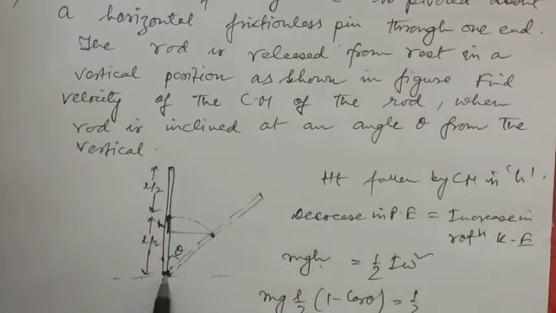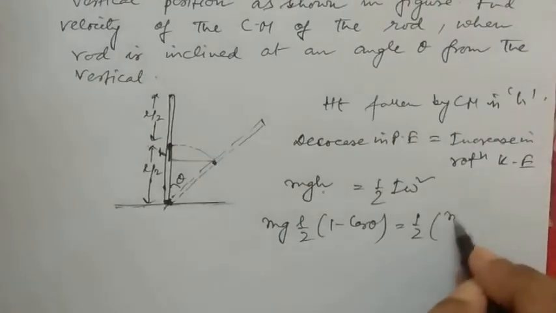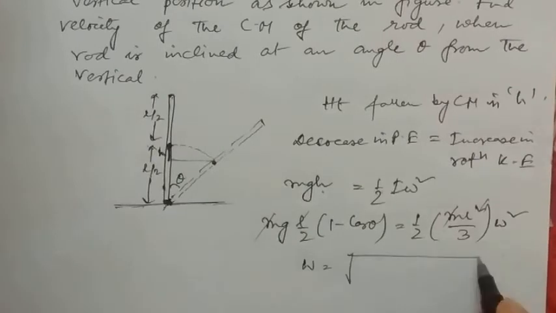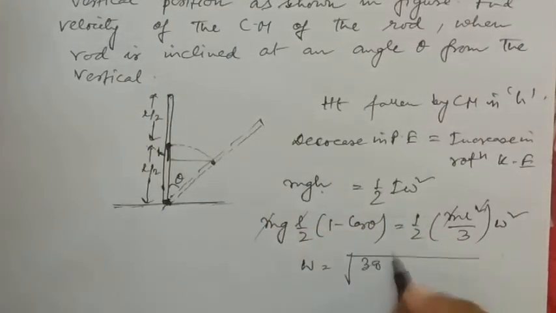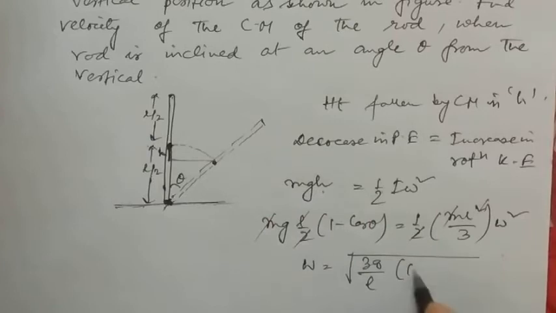The axis is passing through one end of the rod, so I is ml square by 3. Half into ml square by 3 omega square. From this you can eliminate m and one L, and the value of omega square becomes 3g by 2, so the half also gets cancelled, so 3g by L into (1 minus cos theta).